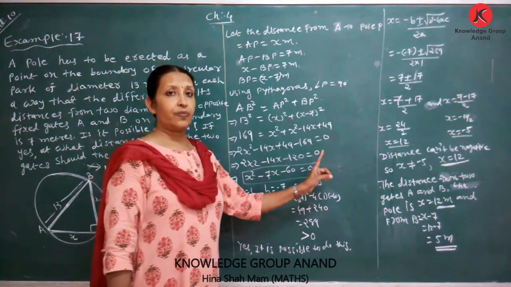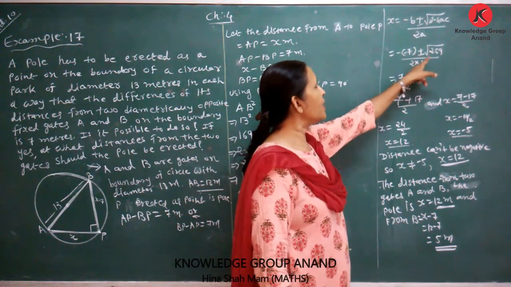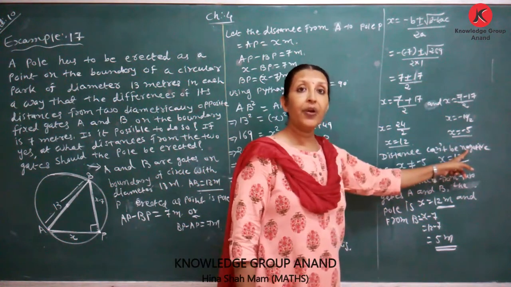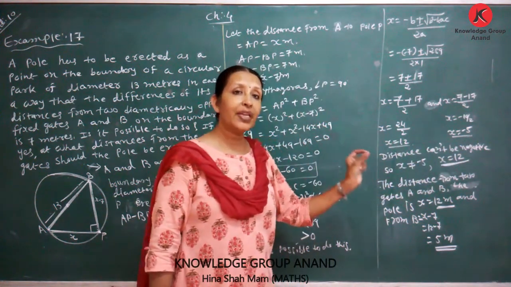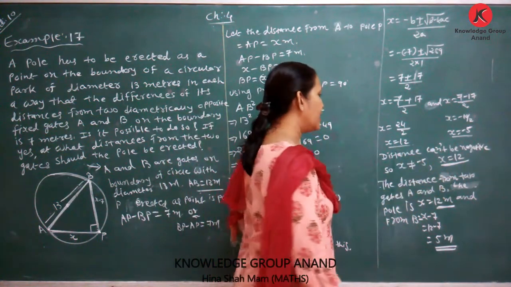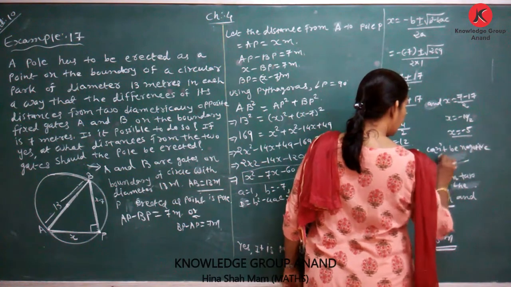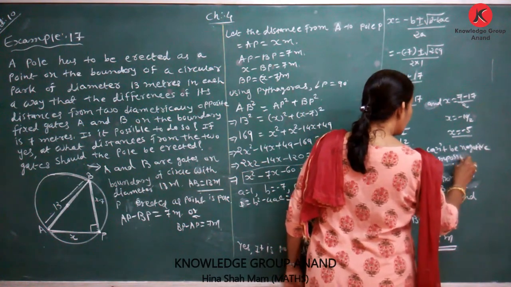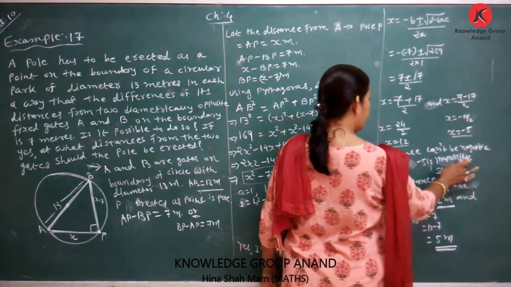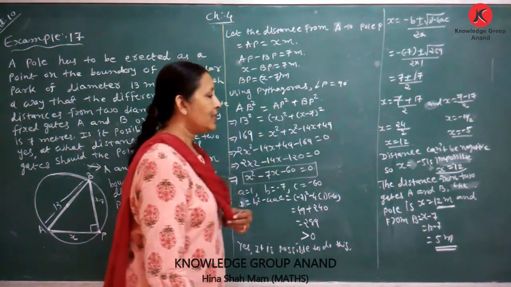Then we find roots. Using our quadratic formula, x is equal to minus b plus minus under root b square minus 4ac, which gives 12 and minus 5. But distance can't be negative. Therefore, x is not equal to minus 5, x is equal to 12. X is equal to minus 5 is impossible. Therefore, x is equal to 12.